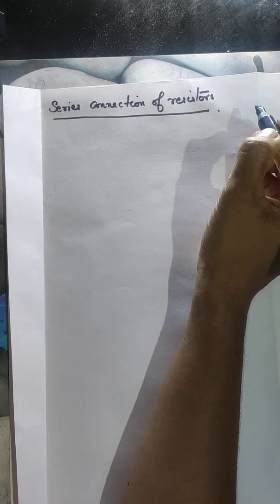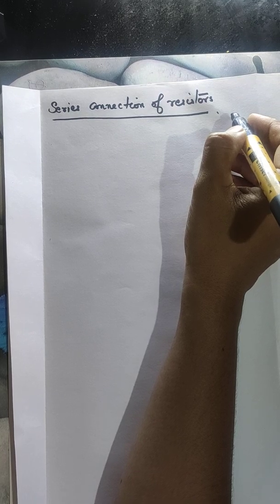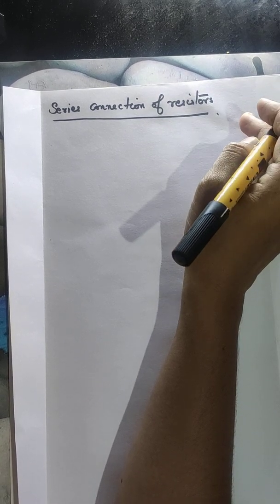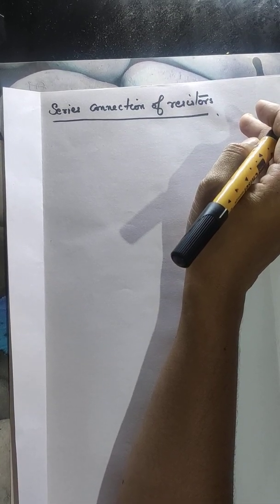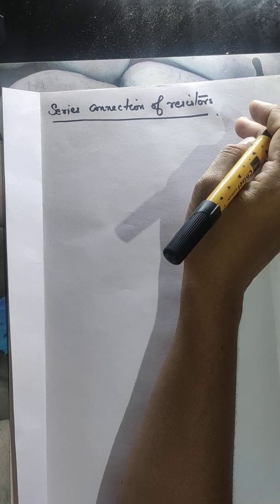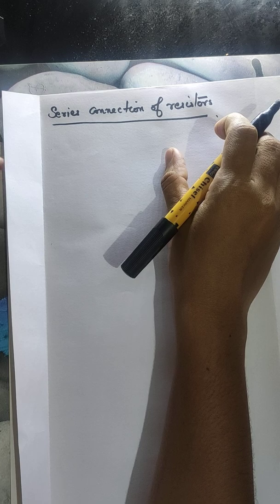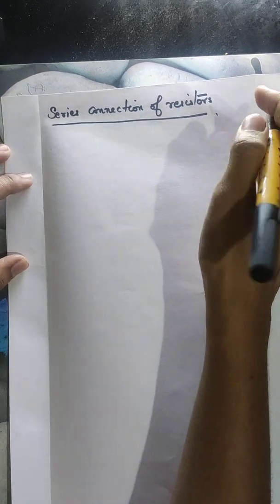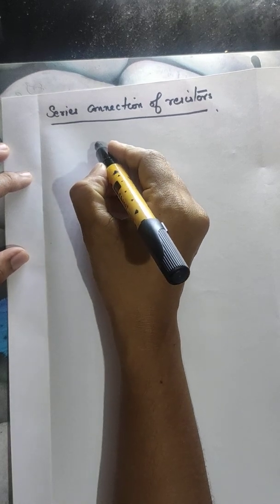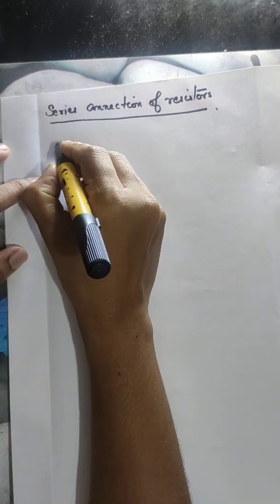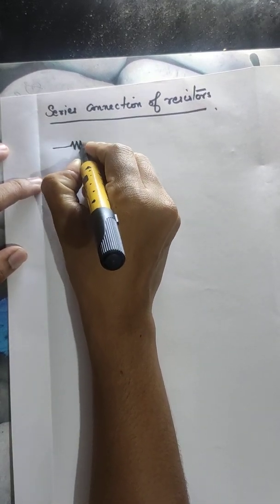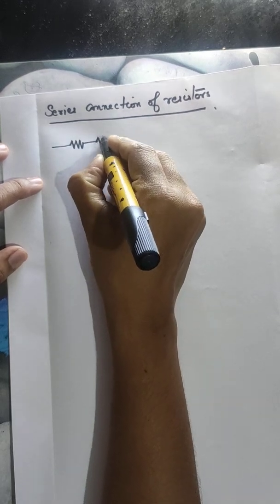In this lecture, we will be discussing the series connection of resistors and the voltage division rule. So first of all, let us see the specialities of a series resistive circuit. Consider a series circuit in which three resistances are connected in series.